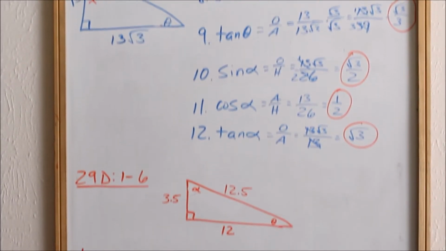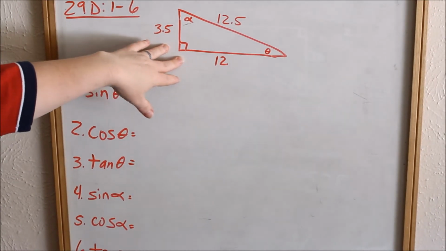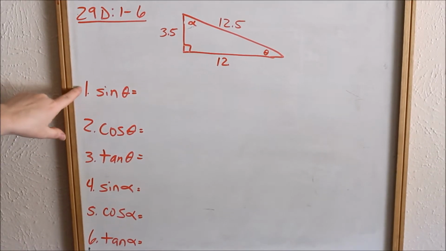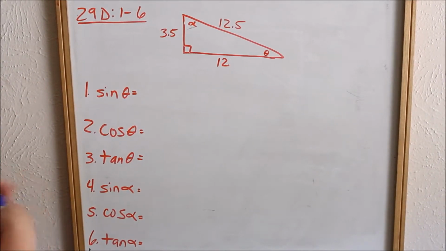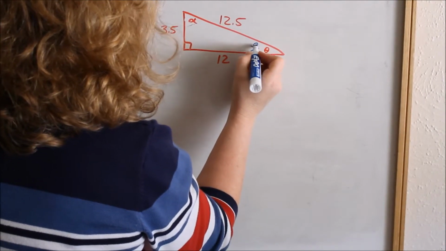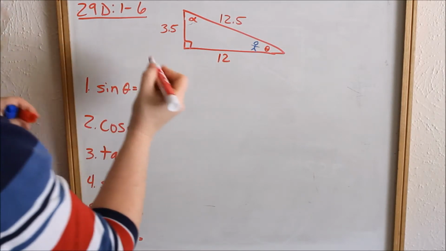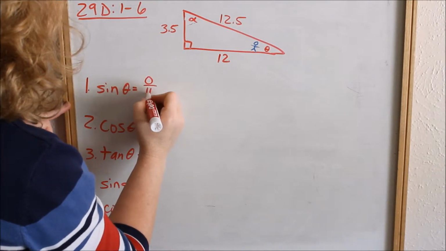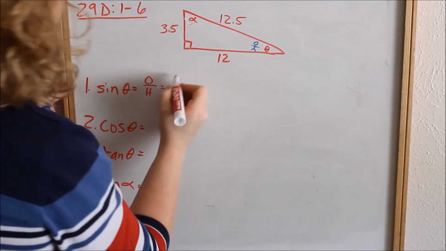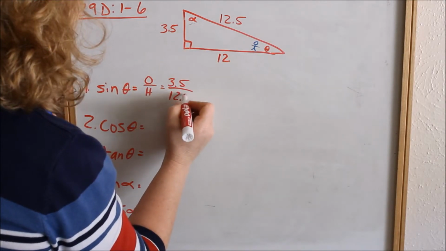Okay, let's move down to 29D, 1 through 6. We have this right triangle. Again, we have theta and alpha. 1 through 3, we want sine, cosine, and tangent of theta. So we're going to stand at theta. So sine of theta, sine is opposite over hypotenuse. And if I'm standing at theta, opposite of me is 3.5 and the hypotenuse is 12.5.